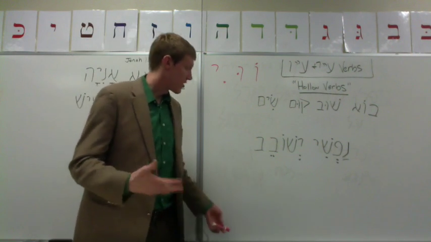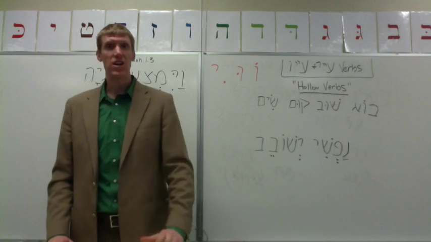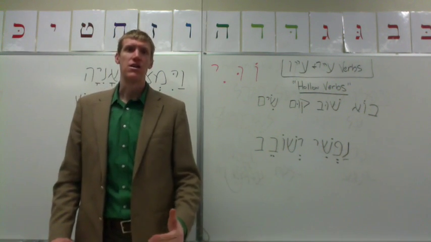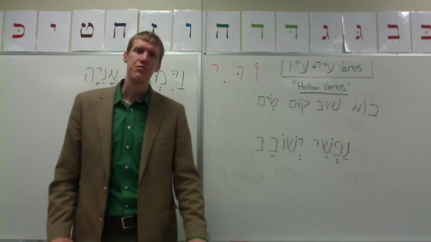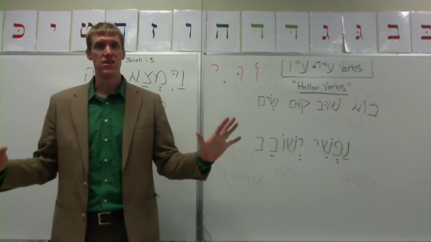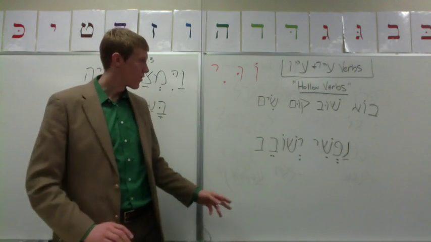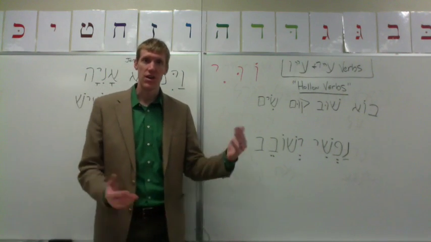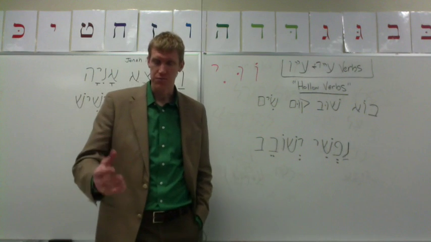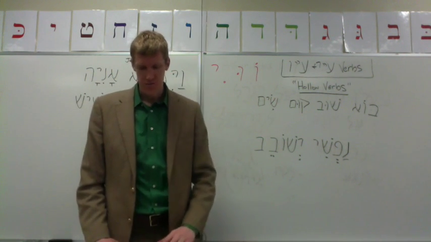And so they're called hollow because of that, but also because in a variety of forms, most notably and most commonly the perfect form, the middle root letter disappears entirely. It just is gone, and you only have the first and last root letter remaining. And so it's hollow because only the first and third root letters are visible.